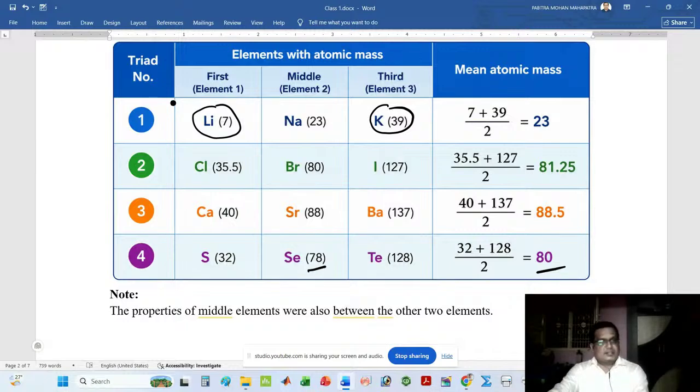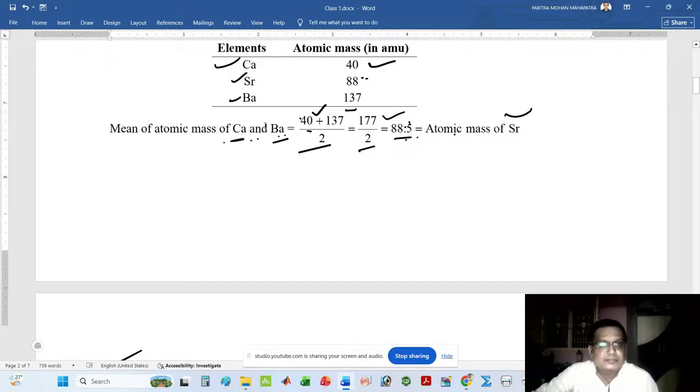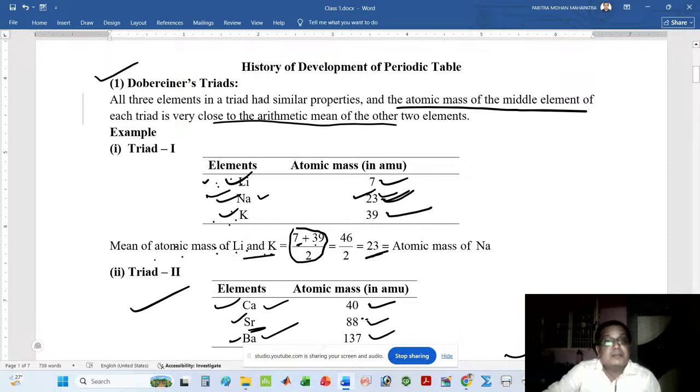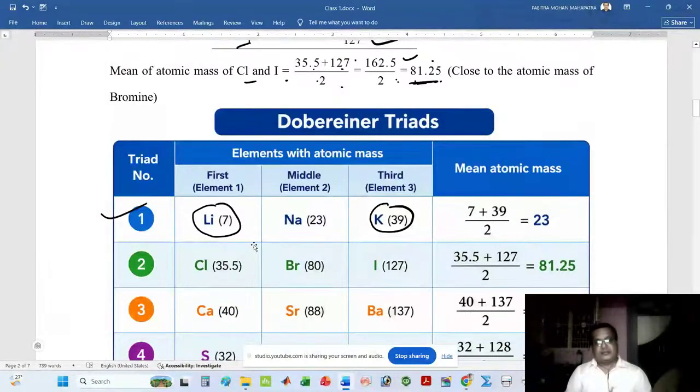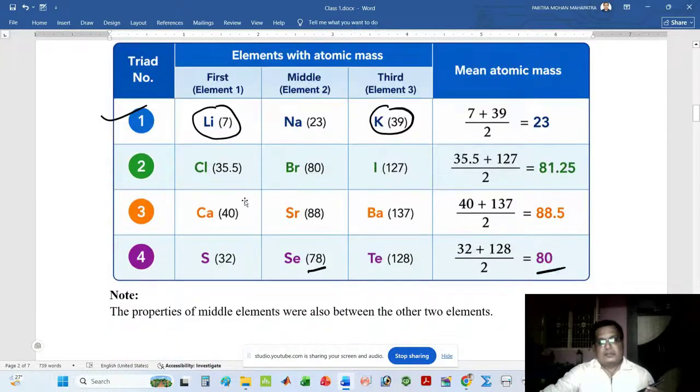Since they are present in one triad, from the initial it is said that all three elements in a triad have similar property. Why? In triad 1, you can find lithium, sodium, and potassium. Why are other elements not present here? Because this is due to the similar property. Lithium, sodium, potassium having similar property. Like you think about chlorine, bromine, iodine, they also have similar property. So they are placed in another triad. Calcium, strontium, barium, they are also having similar property. So they are placed in another triad. Similarly, you think about sulfur, selenium, tellurium.